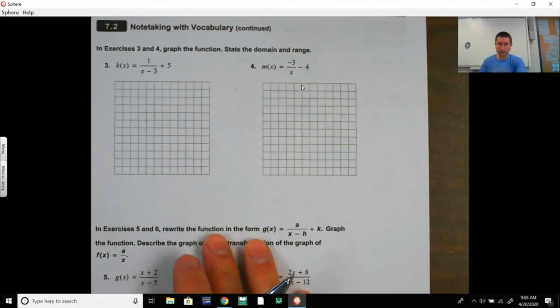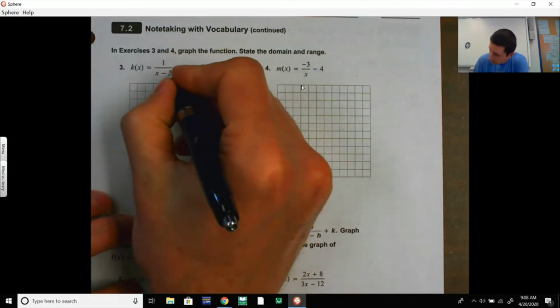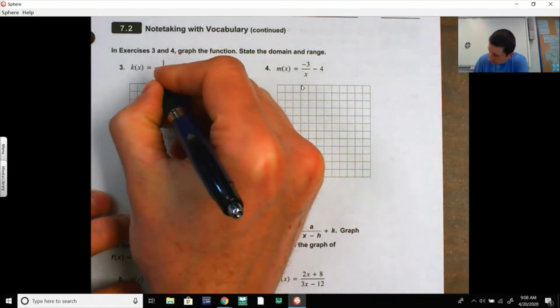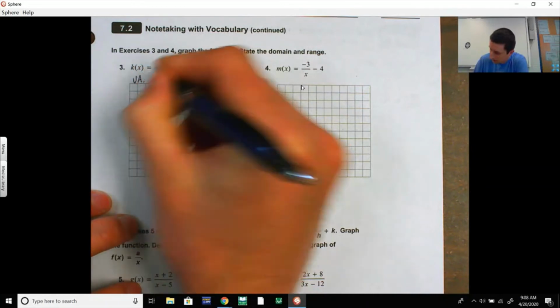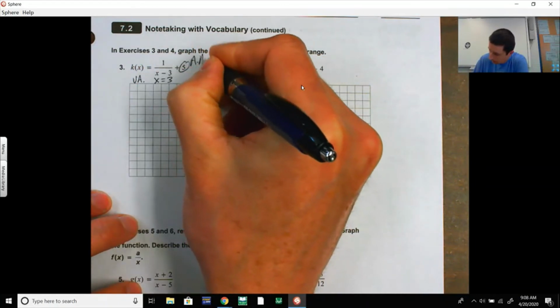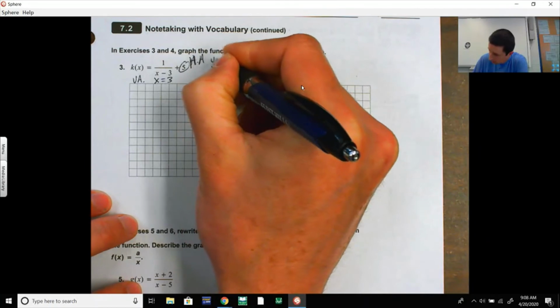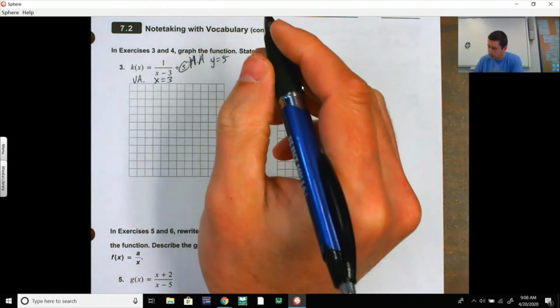Okay, these are already in intercept form. So I'm going to look down here. I have x minus 3, so I get x equals 3. There's my vertical asymptote. And right here is my horizontal asymptote. That should be an h. Y equals 5. So 3, 5 is where they cross.